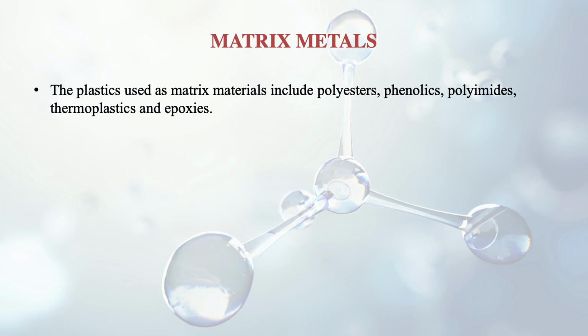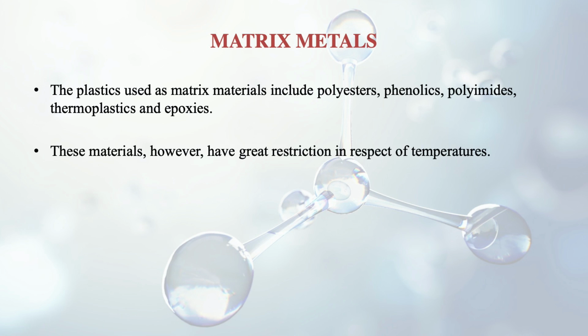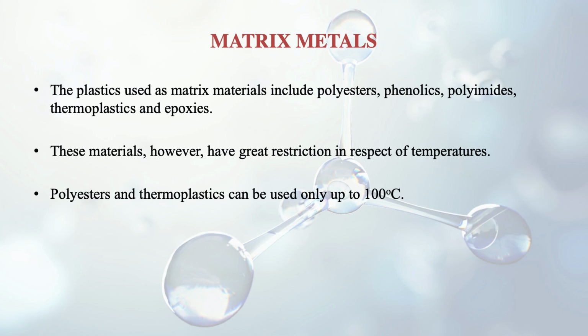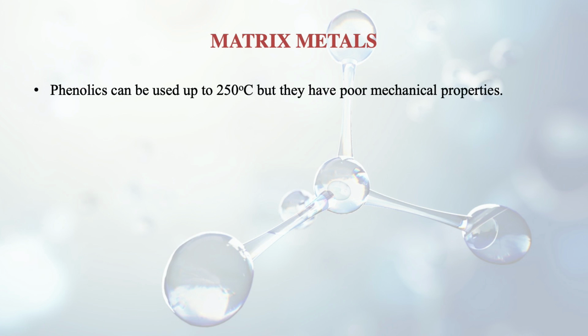The plastics used as matrix materials are polyesters, phenolics, polyamides, thermoplastics and epoxies. These plastics can be used as matrix materials, and these materials have great restriction in respect of temperature. So this is somewhat a negative aspect. Polyesters and thermoplastics can be used only up to 100 degrees centigrade. Epoxies can be used only up to 150 degrees centigrade. Phenolics can be used only up to 250 degrees centigrade, and also they have poor mechanical properties.